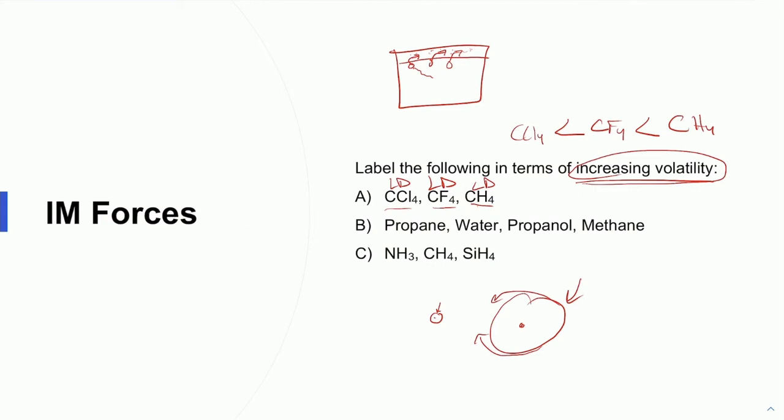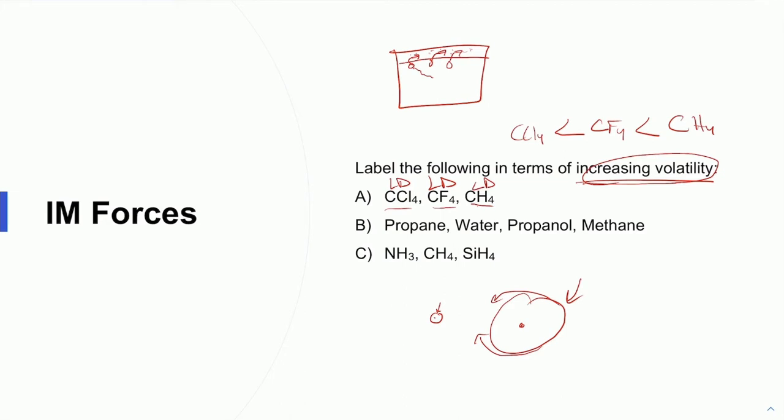So on the test, they'll likely use these less than signs, rather than commas and just having you label them, just because it makes it clear. But a lot of students will mix this up. They'll think of this correctly, but they'll put it backwards. They'll put the CH4 here and the CCl4 here. Don't do that. Just be wary that this is a less than sign. And when we're talking about increasing volatility, we're talking about decreasing intermolecular forces.